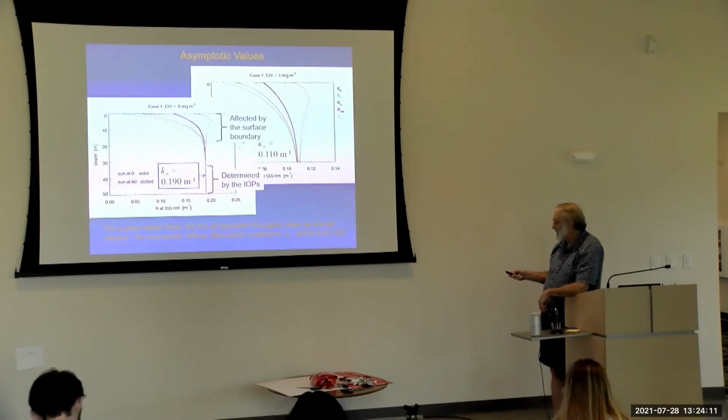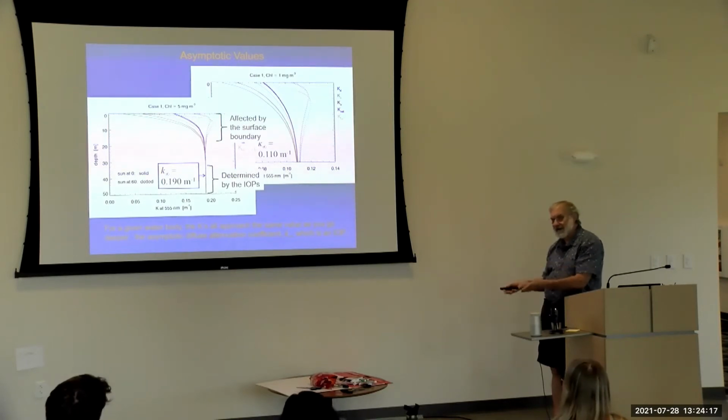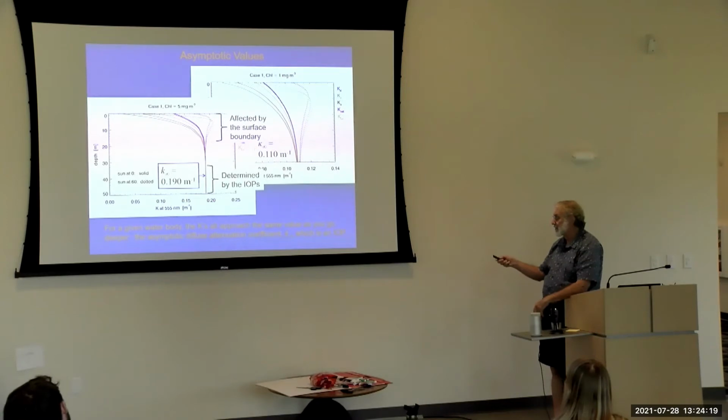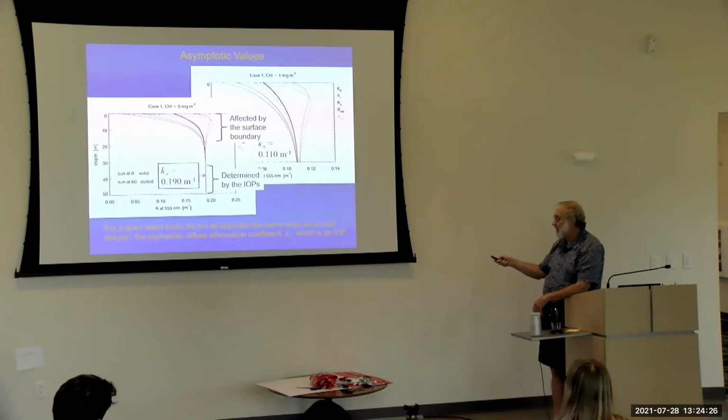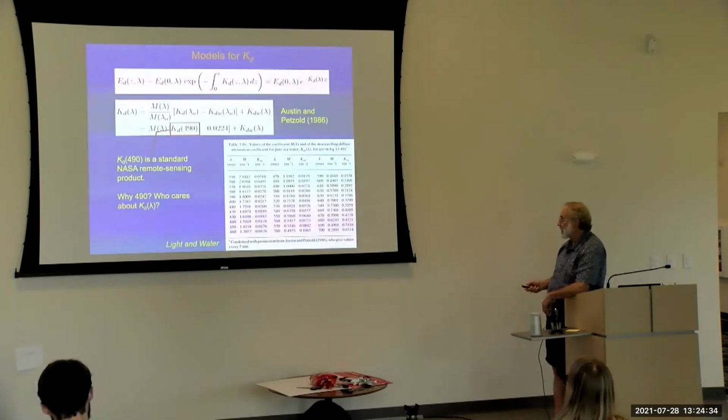So as I said, down here, in general, AOPs are determined both by the radiance distribution and the IOPs. Up here, you're seeing the effects of both. Down here, whatever the radiance distribution was for these different curves now all becomes the same. And so down here, they're determined only by IOPs.